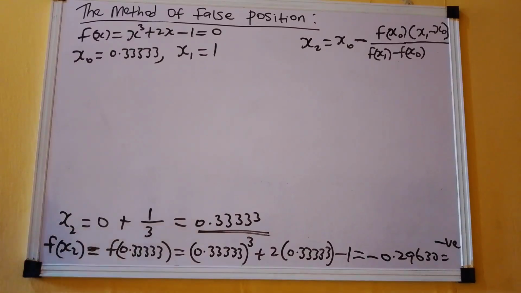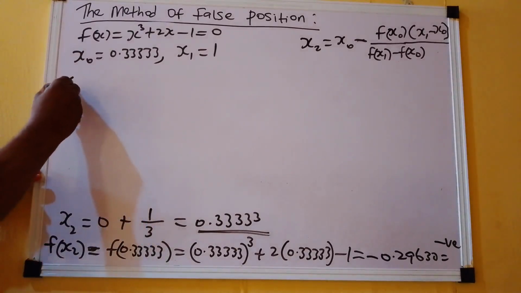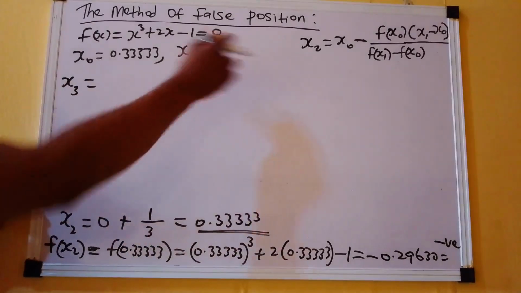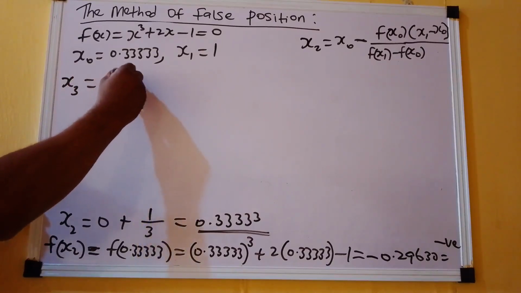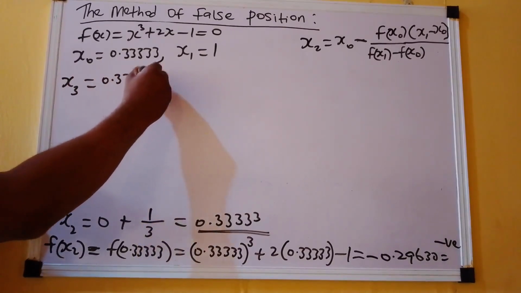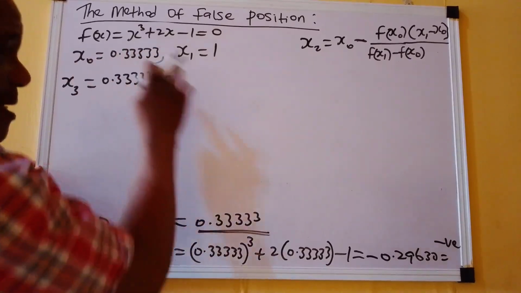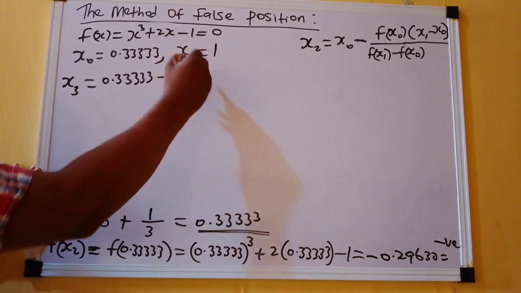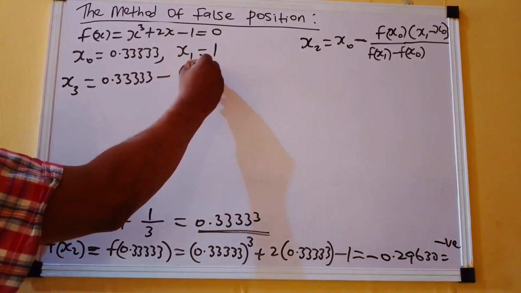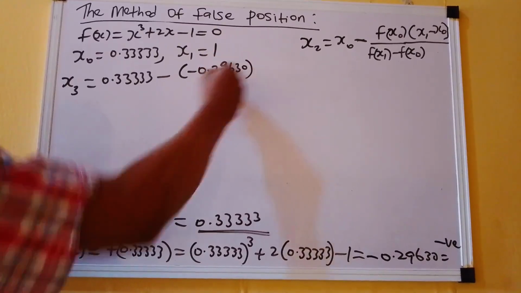So we come here now for us to get our x3, which will now be equal to, what is our x0? Our new x0 is 0.33333 minus, then what is our f of x0? F of this, which is the value we got here, will now be bracket minus 0.29630.